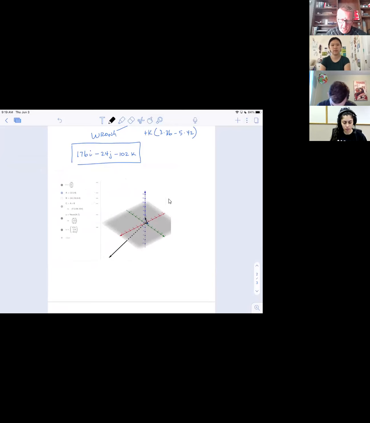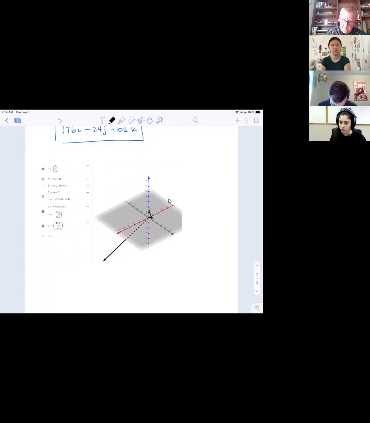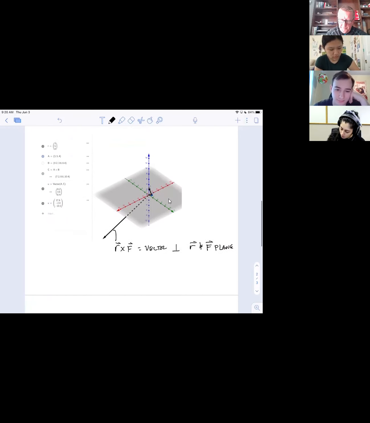So this is our R cross F vector, and it is perpendicular to the R and F plane. That's very important because we're going to use that perpendicular fact. This is a cool way to find a perpendicular vector. If you have 2 vectors and you take the cross product of them, then you just found a vector perpendicular to those other vectors. That turns out to be a really cool application.